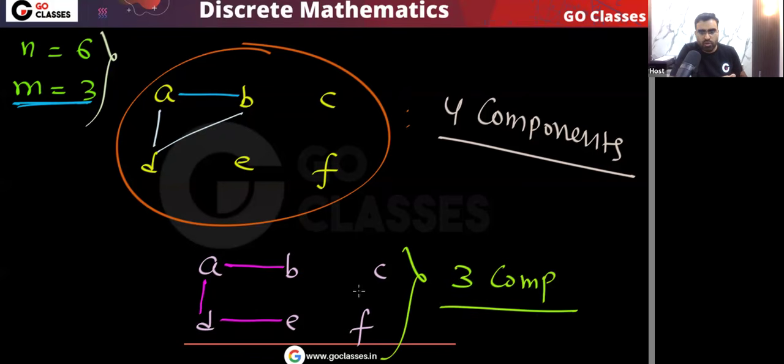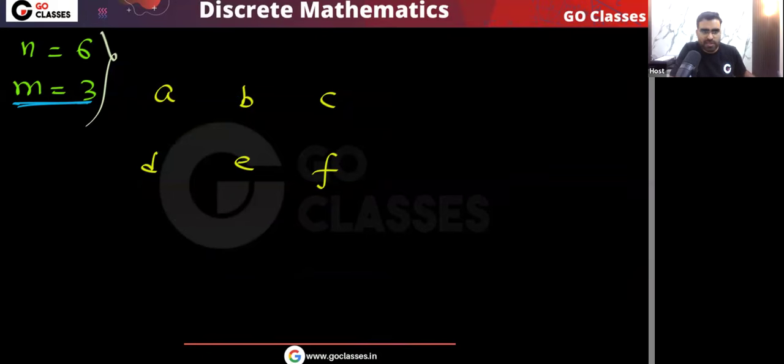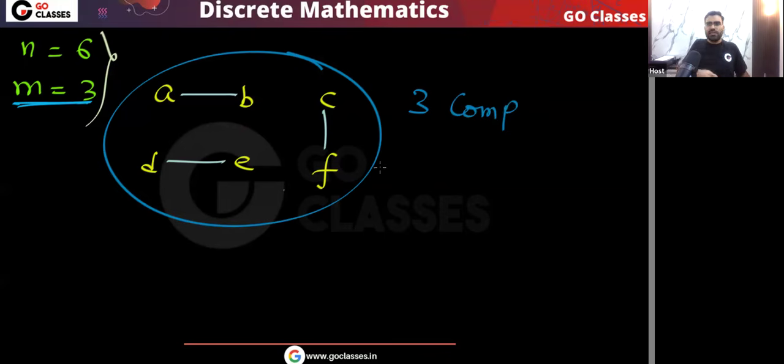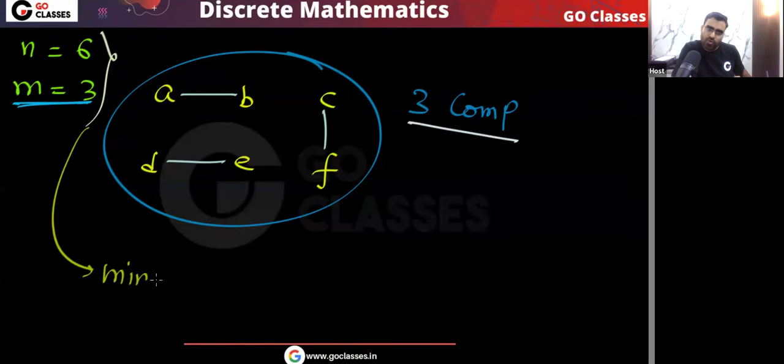Now let me tell you, whatever you do, you cannot do better than this. This is the minimum number of components you will get. You cannot do anything better than this. For example, if you do like this, one is here, one is here, and let's assume one is here, then also no problem. Here also how many components you got? Tell me. Here also you got 3 components. Are you getting my point? So I am saying that the minimum number of components you will get in this situation, that is 3.